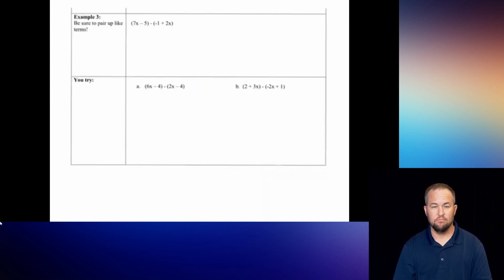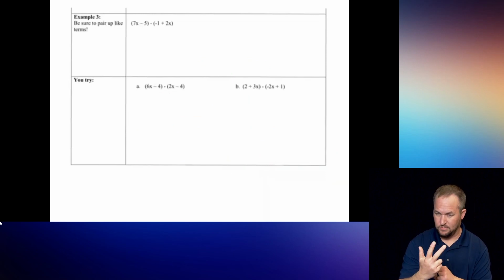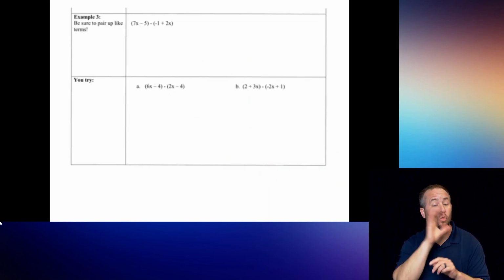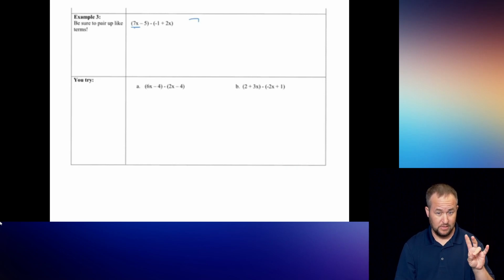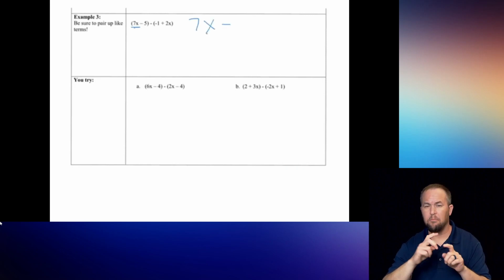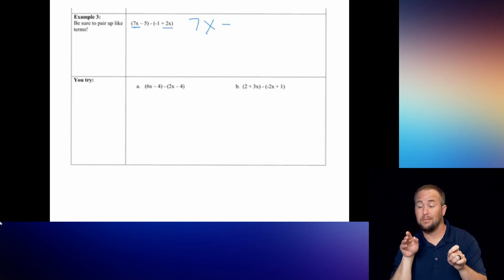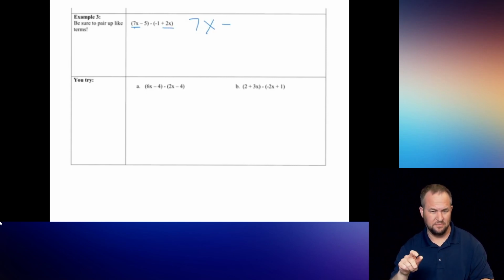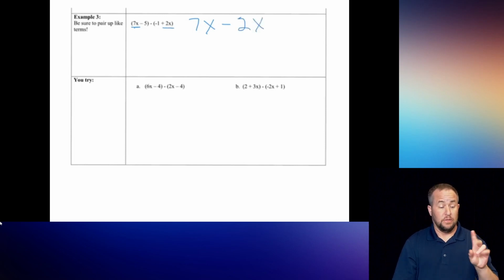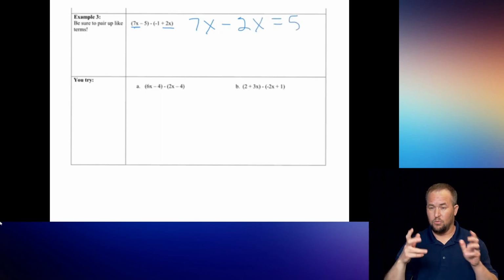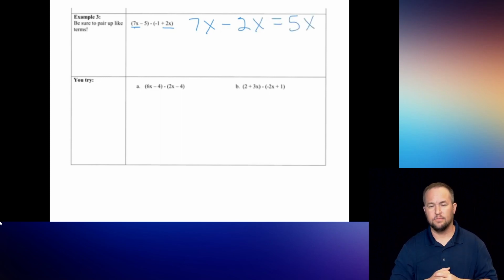I'm going to do example 3 with you to remind you to look for your like terms. So here I have a 7x at the beginning, and it's a minus problem, but I have to look all the way at the end of the other set of parentheses, not at the beginning, because that's where the x was. And I see that that's a positive 2x. So I have 7 x's, and I'm subtracting 2 x's, so altogether I have 5 x's left over.